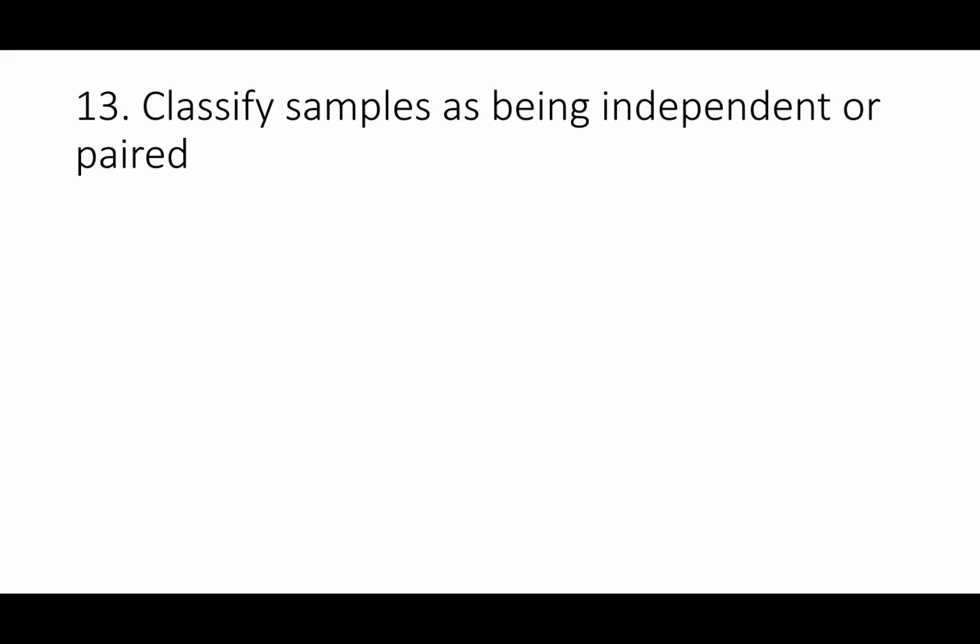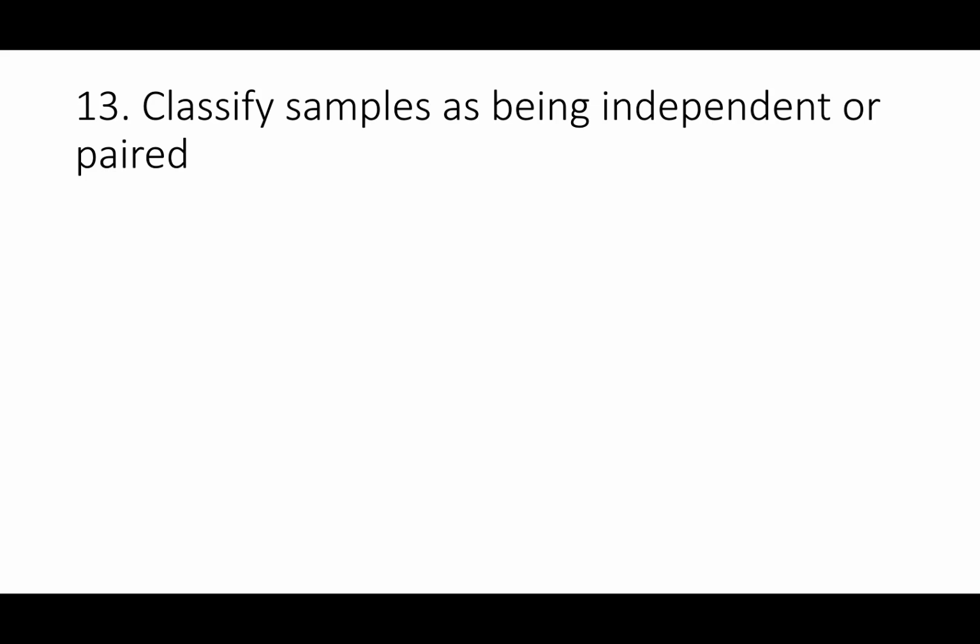We're almost done. This is the 13th of 14 learning objectives. The 13th learning objective is to classify samples as being independent or paired. In both observational and experimental studies, we often want to compare two or more groups. When comparing two or more groups, the cases in those groups can be independent of one another, or they can be paired with one another.